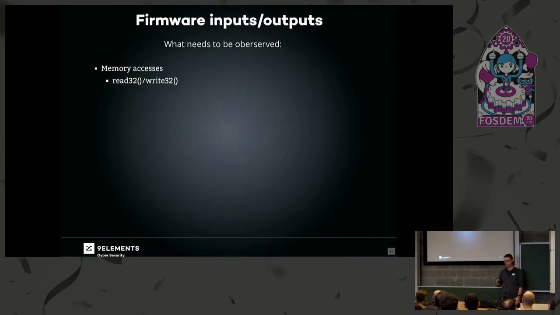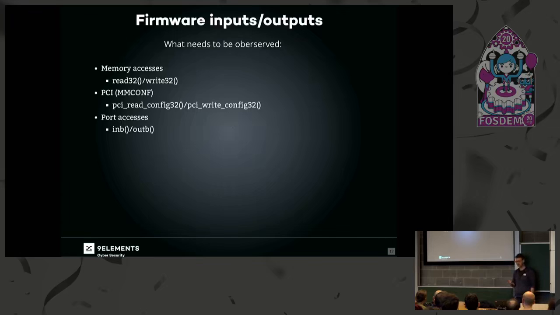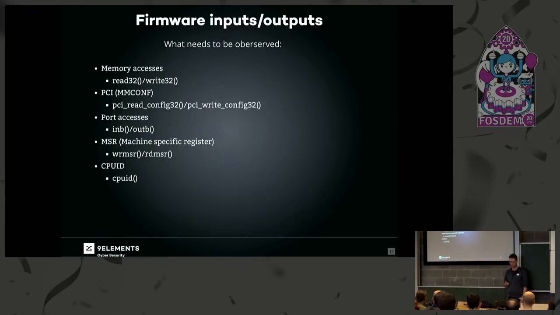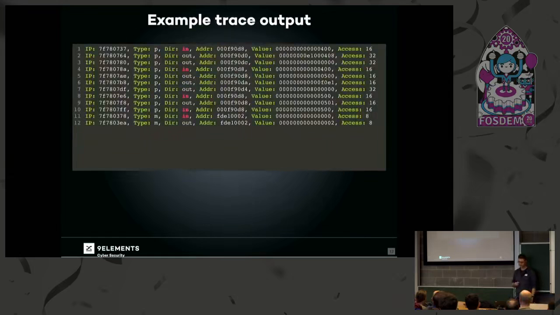This method works on any hardware as long as there's a serial port. With that, we can observe memory access, like read and write, access to the PCI config space, access to I/O ports, machine-specific registers, and the CPUID instruction. That's the complete set of I/O firmware talks to hardware, and we can just observe it with this library. You can see here it's not that readable, but you get an impression of what it does. In this case, it's mostly PCI reads, and the last two are memory accesses.